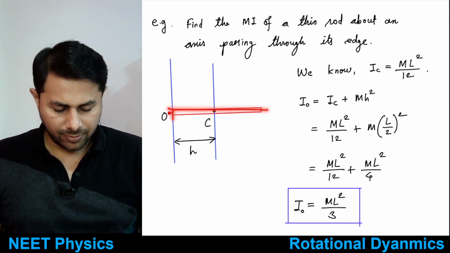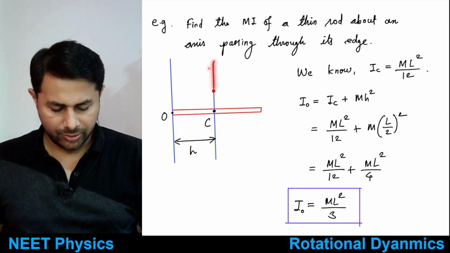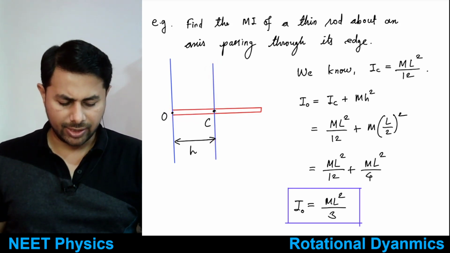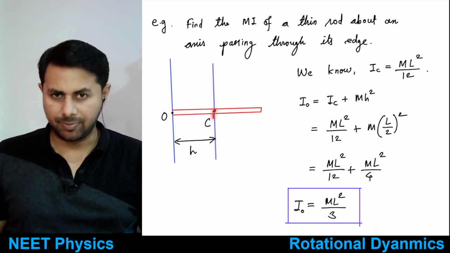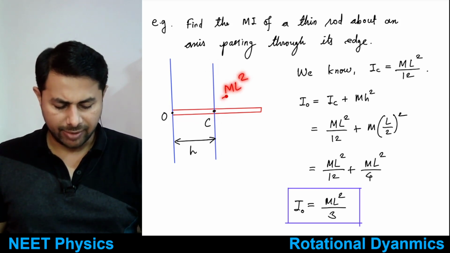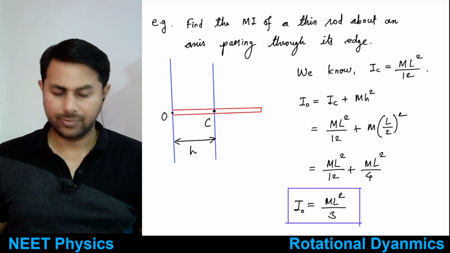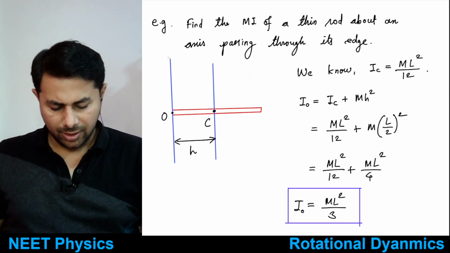So this is, suppose, a thin rod. What do you know? You know its moment of inertia about an axis which passes through the center of mass, and it is ml square divided by 12, that you know, right?